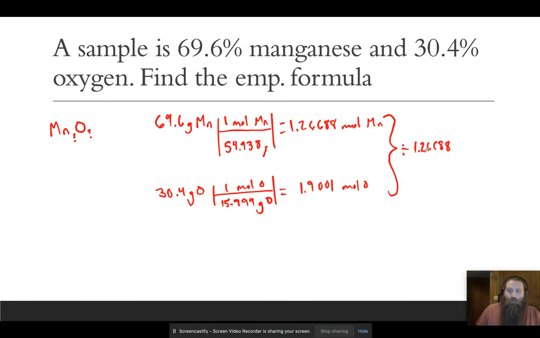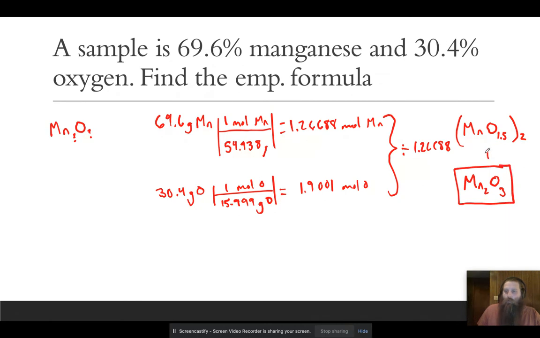1.26688. So that's going to give me Mn1. O is going to be 1.499. All right, so that we can round to 1.5. All right, I got to do a 6 step. I got to double everything to get rid of that decimal. So that's going to give me Mn2O3. And there is my final answer. Right? So this is a 6 step.